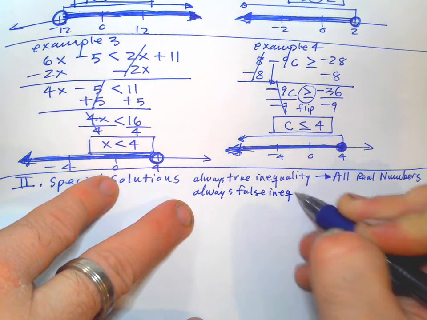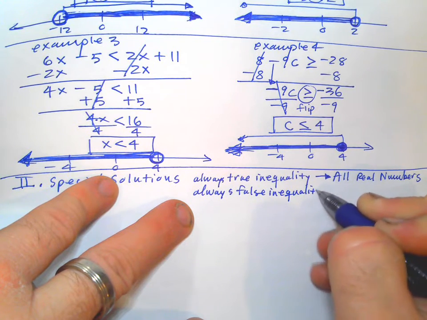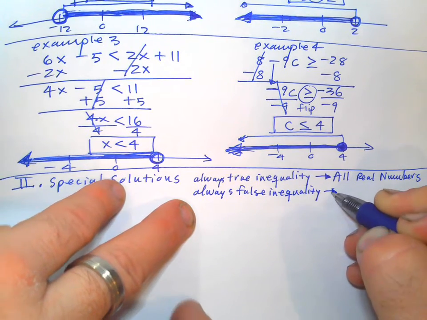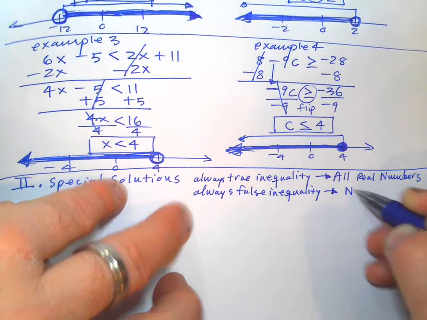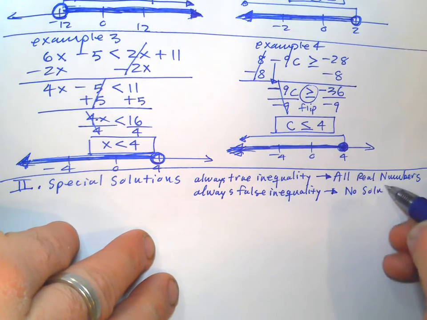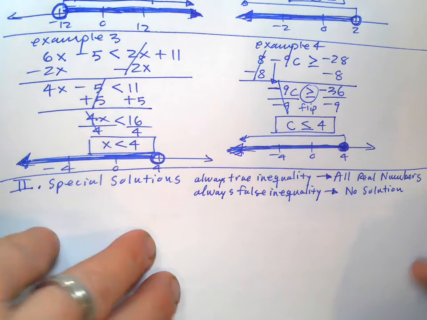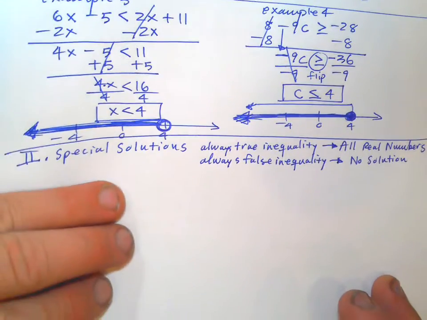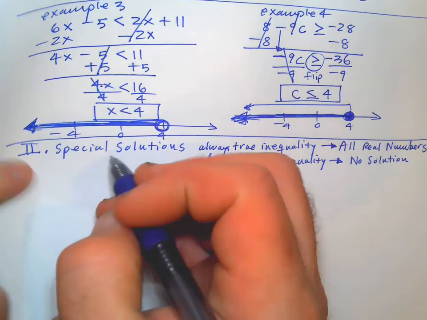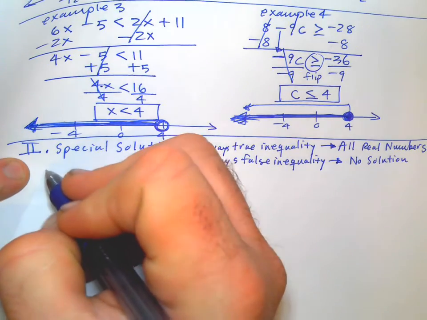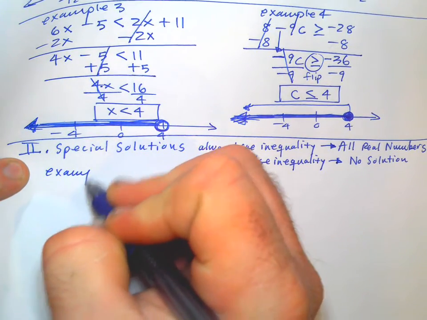which is weird. It usually doesn't happen. All the letters drop out, and it's for sure false no matter what, then the answer has to be no solution. So those are the 2 cases that might pop up, and you're not always going to be told when they happen. They could be in the middle of a bunch of regular problems.